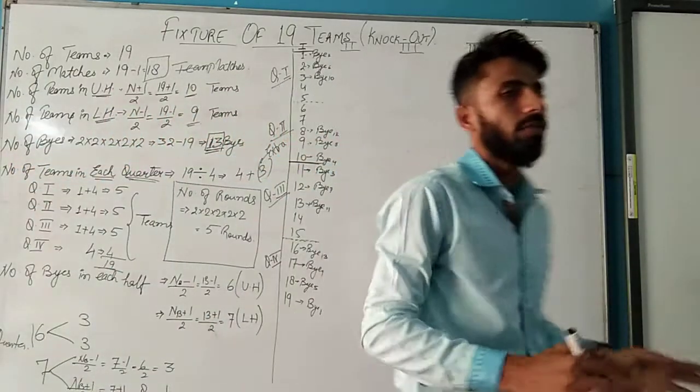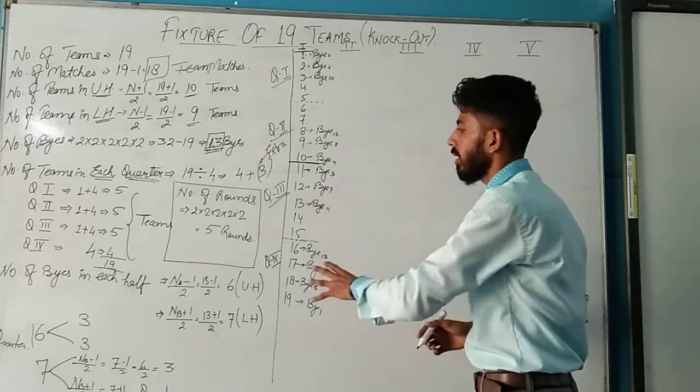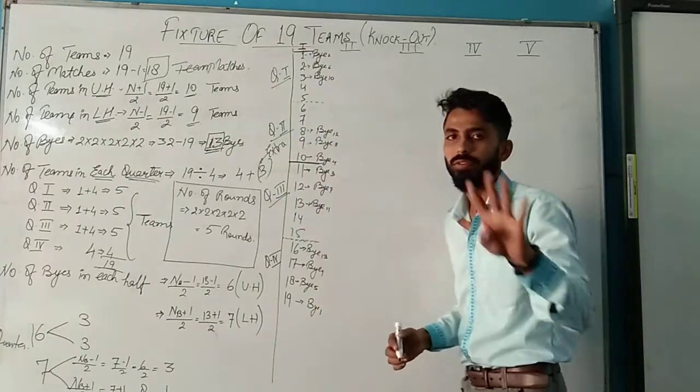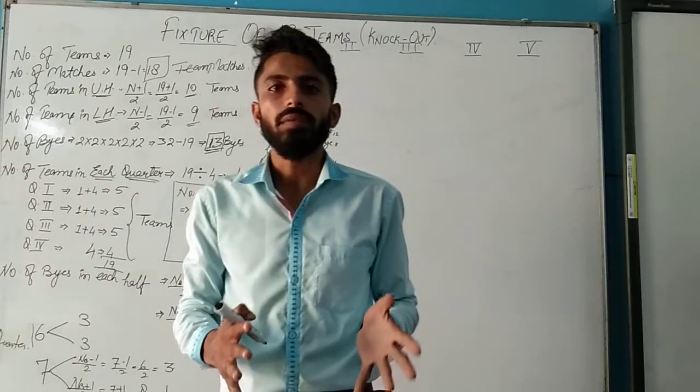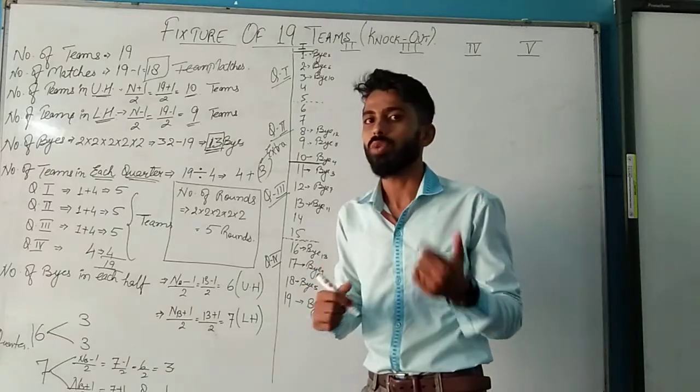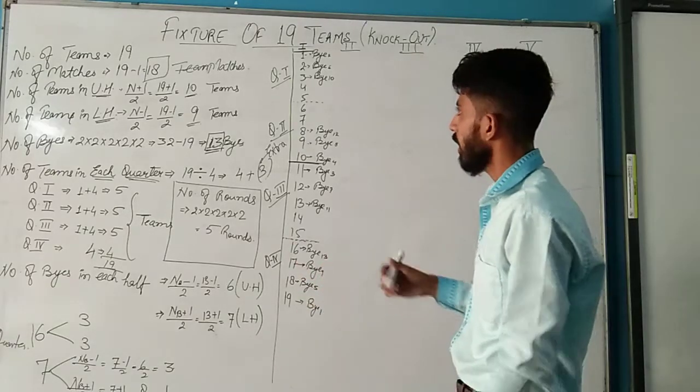So this is the way that we are going to divide the number of byes in the 19 teams with the calculation of quarter number 1, 2, 3 and 4. Now what we have to do is move on and go for the further matches with the remaining teams which were left. जो टीमें बची उनका मैचेस करा दीजिए.